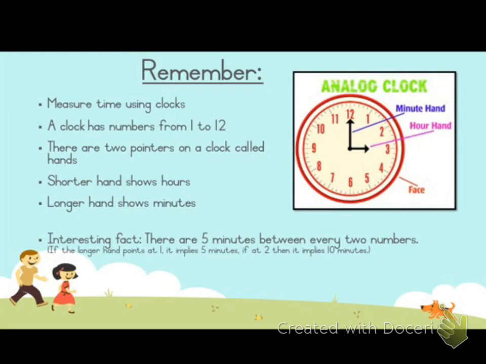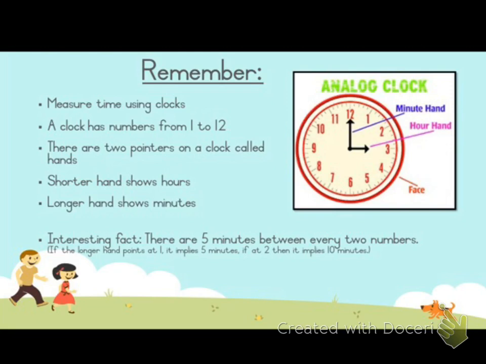Remember, we measure time by using clocks. A clock has a face, and on its face it has numbers from 1 to 12. There are 2 pointers on a clock called hands. The shorter hand shows hours and the longer hand shows minutes.